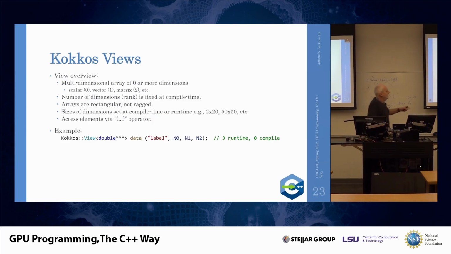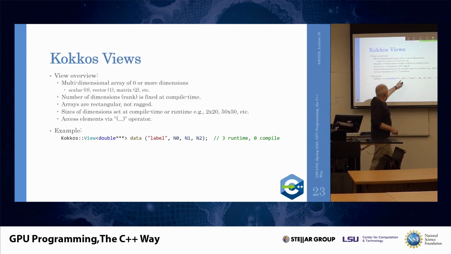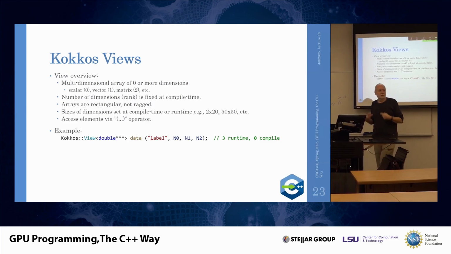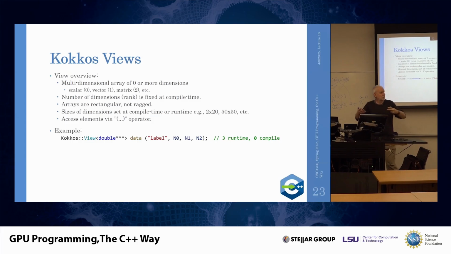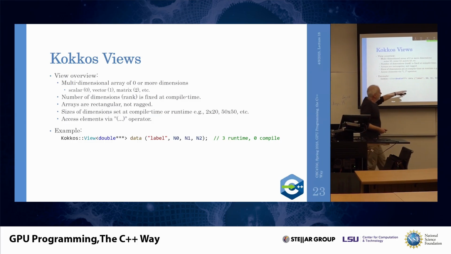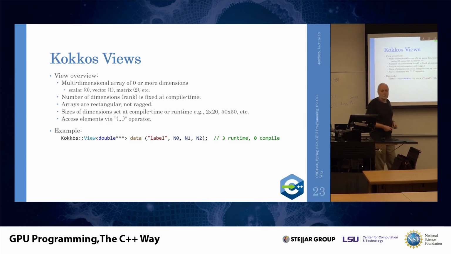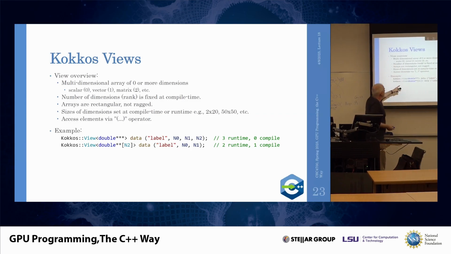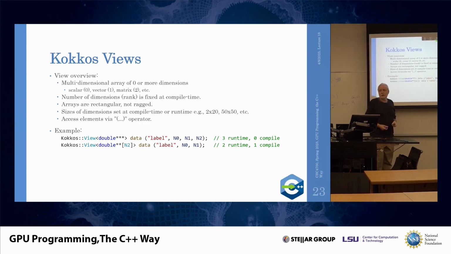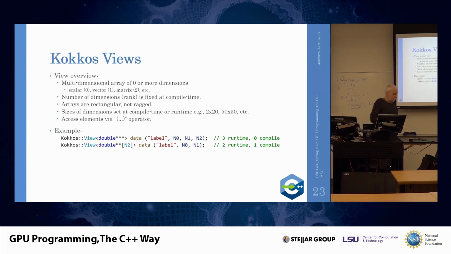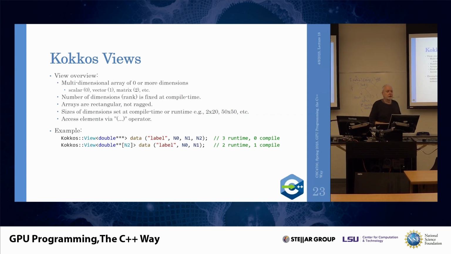Okay? And when I initialize my view, I'm passing in the size of these 3 dimensions so that the view knows what the dimensions of my view are. In this case, we have 3 runtime dimensions and no compile time dimensions. What you can also do is say, okay, I want 2 dimensions defined at runtime and 1 dimension fixed at compile time. I know that in this dimension it's always 3, right?